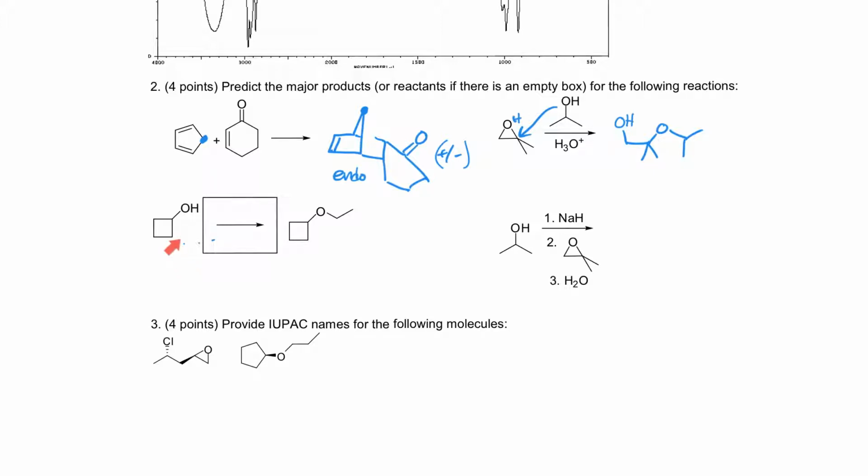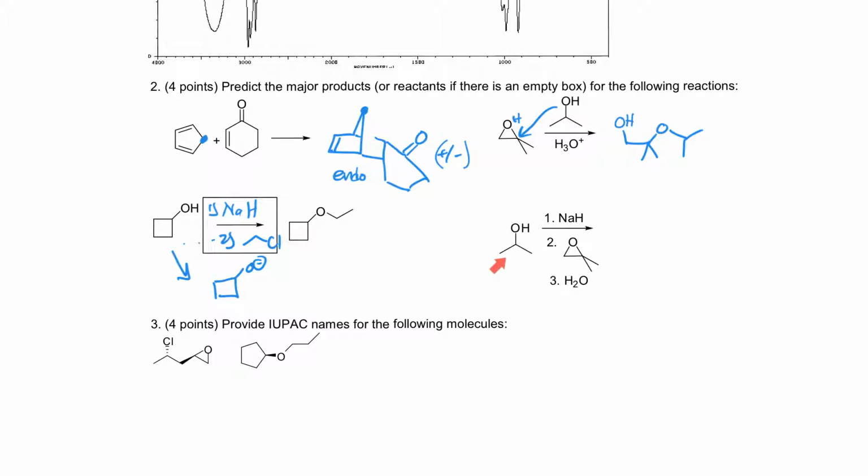Let's look at this one in the box now. We're asked to basically install an ethyl group onto this alcohol. So we need to deprotonate the alcohol first. Typically we use sodium hydride. The second step is ethyl chloride as the electrophile. So the first step basically makes that alkoxide, and we can do an SN2 to put the ethyl on.